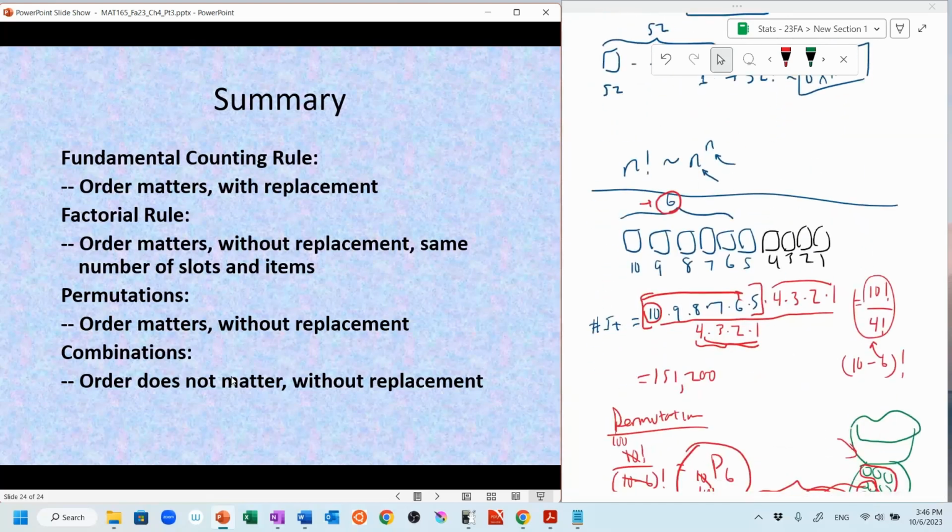The rest are choosing without replacement: factorial, permutations, and combinations. Remember that the factorial rule and permutations really are kind of the same rule. Factorial is just a special case of the permutations rule, or permutations is a generalization of the factorial rule. The factorial and permutations share that order matters and we're choosing without replacement. But the factorial rule has the little criterion that we have the same number of slots and items, which makes the permutations rule a generalization of the factorial rule. And for combinations, the big difference is that order does not matter. Still choosing without replacement, but order does not matter.